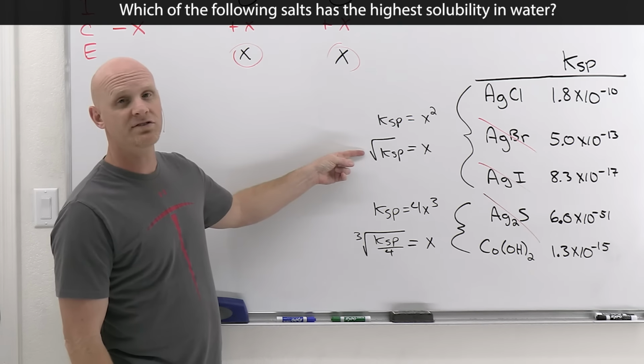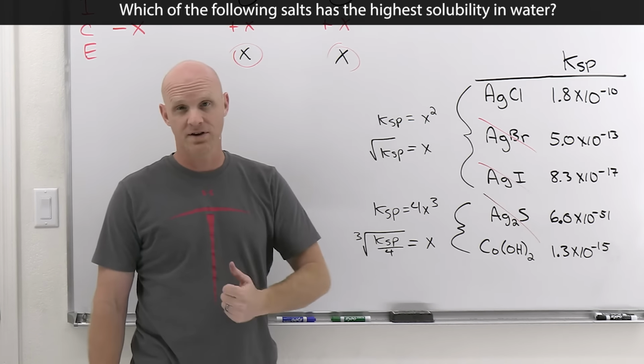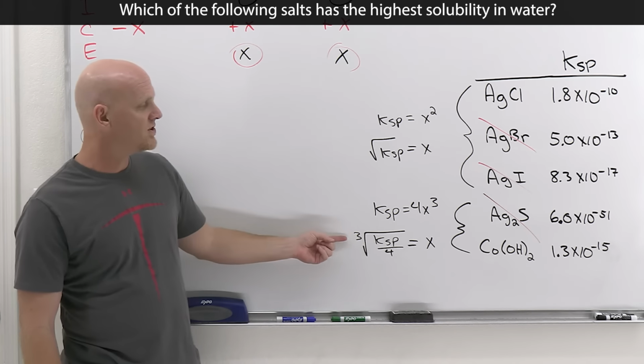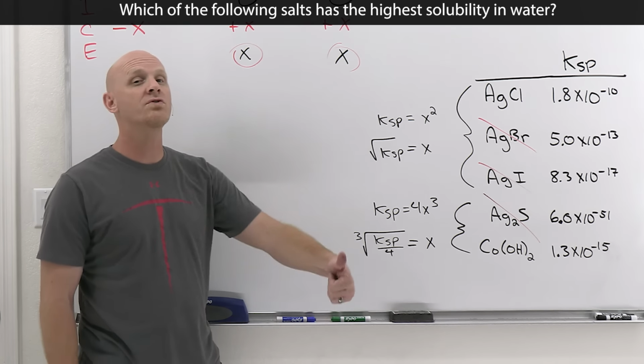Because if you notice, here we're doing a square root of Ksp. Well, the square root of 10 to the negative 10 is 10 to the negative 5. And so it's going to be somewhere in the neighborhood of 10 to the negative 5. Whereas here, we're taking a cube root. But it's not just the cube root of Ksp, it's the cube root of Ksp over 4.